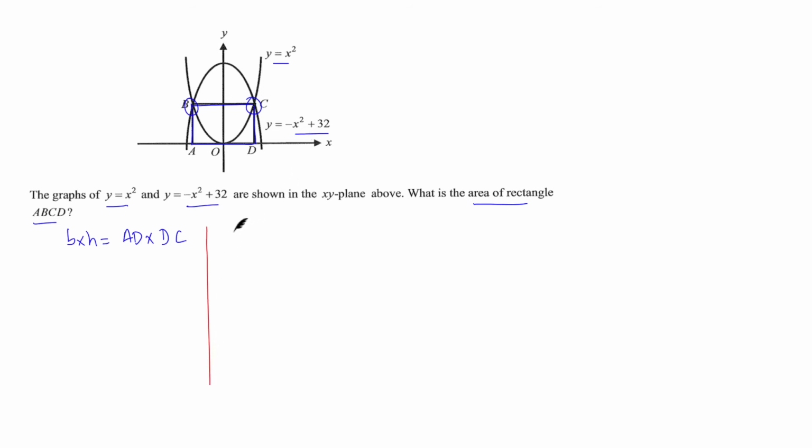So let's do the math here. We have x squared equals minus x squared plus 32. 2x squared equals 32. x squared equals 16. x equals positive and negative 4. So it means the x coordinate of point D is positive 4, and the x coordinate of point A is negative 4. Let's plug these back into any of these equations to find the value of y. You take any of these points, it doesn't really matter, because anything squared will give you a positive value. 4 squared equals 16.